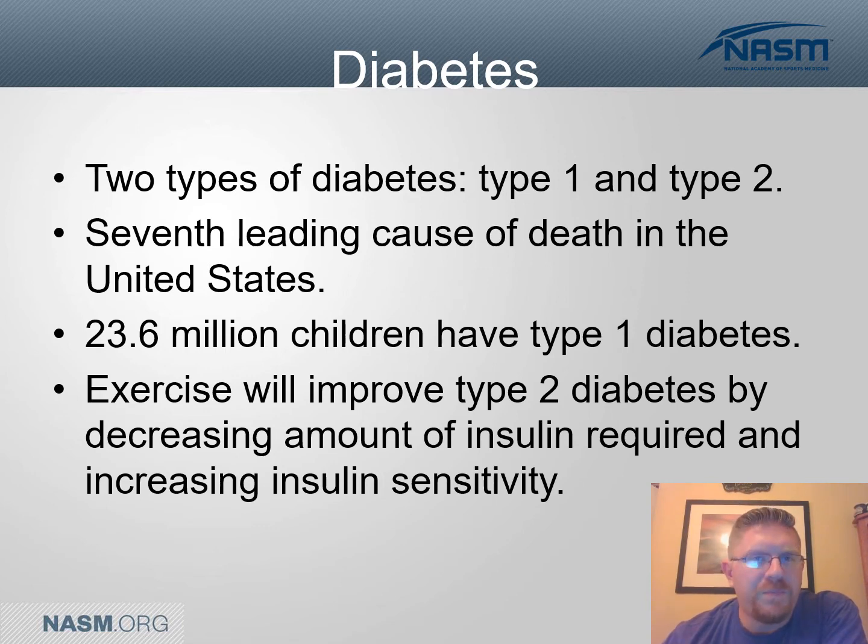When it comes to what we do for type 2 diabetes, we can help to improve it by decreasing the amount of insulin required and increasing insulin sensitivity. So that's good. We can regulate our blood sugar levels. We don't have to convert as much to fat. This is a better thing to happen. So exercise is medicine. It's good. It can help alleviate some of the unfortunate symptoms of type 2 diabetes. Type 1, where you're not producing insulin, exercise isn't going to help with that.